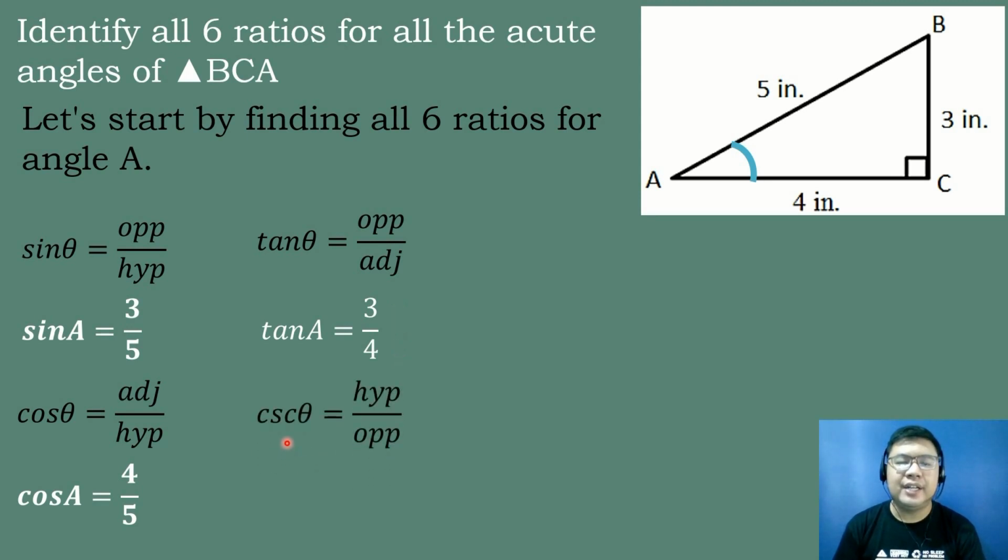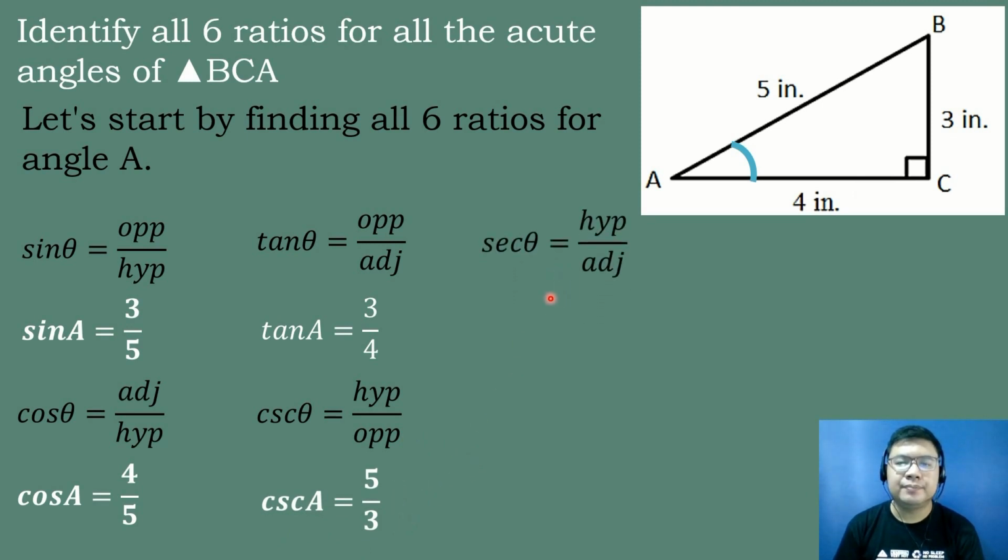And then for the next one, we have the cosecant theta is equal to the value of hypotenuse over the opposite side. The hypotenuse will be the longest side of the right triangle, which is equal to 5 inches. The opposite side of angle A is equal to 3 inches. So we have 5 over 3.